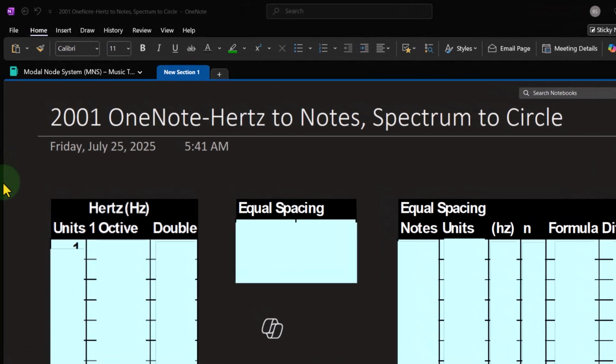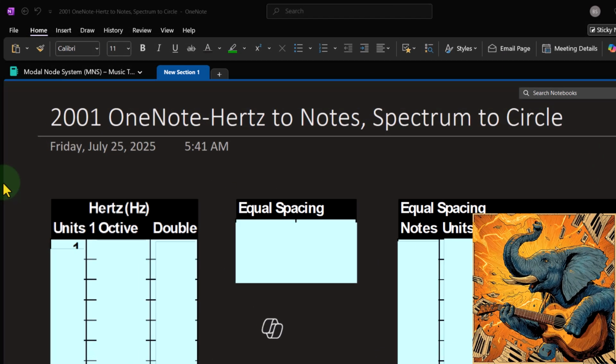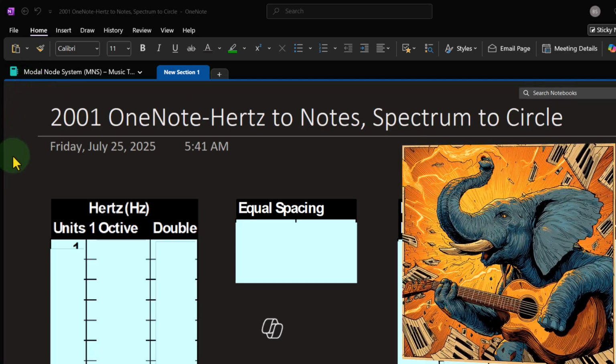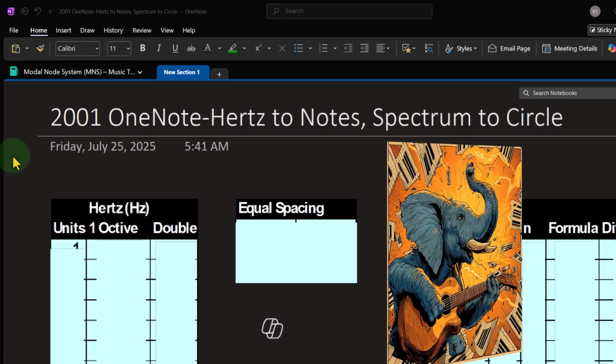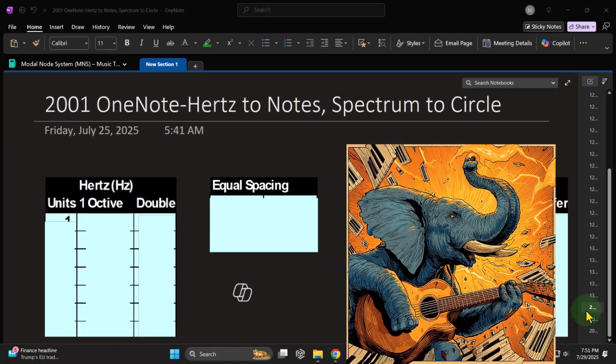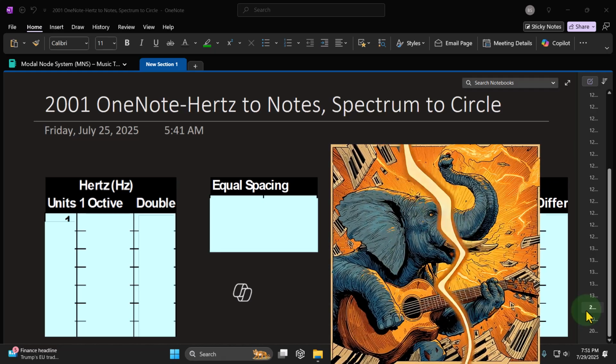You're not required to, but if you have access to it and would like to follow along, we're currently in the OneNote file of Modal Node System, MNS Presentation 2001, OneNote, Hertz to notes, spectrum to circle, list of presentations, which we plan on adding plenty more to shortly.